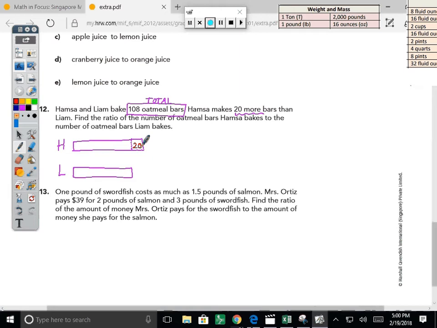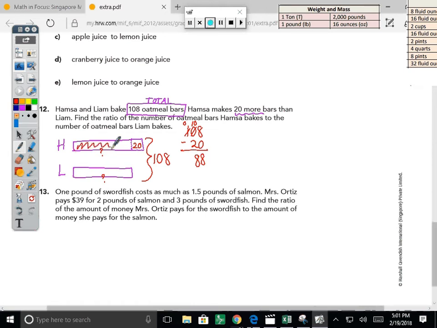So his bar is a little bit longer. Well, don't forget, I also know one more piece of information. I know the total number of bars that they made. Altogether, they made 108 oatmeal bars. Now the real question is, how am I going to figure out what the missing piece is in each of these? Well, if I could take this 108, couldn't I take away 20 and see what's left? That might be a really good idea. I could take the total and take away that 20 that was extra for Hamsa, and with a little regrouping, you're going to find 88. There are 88 bars left between Hamsa and Liam.